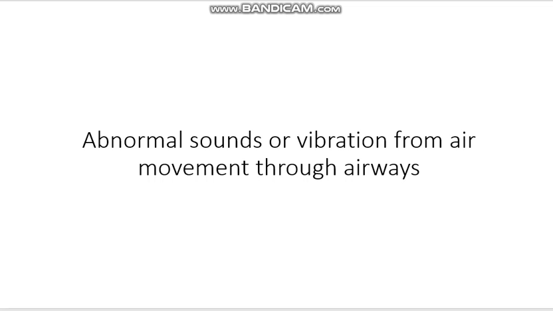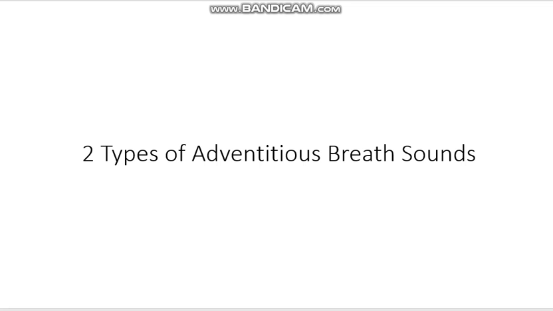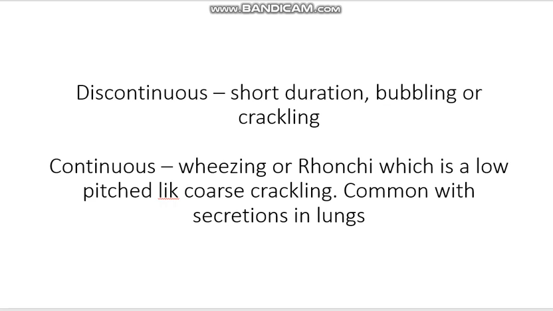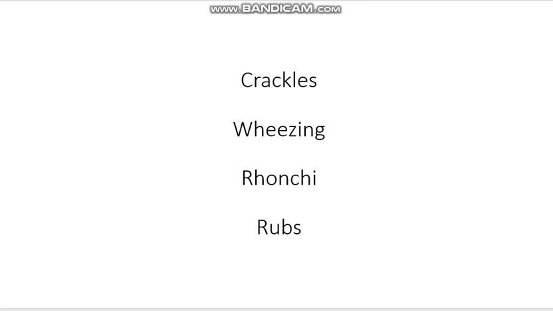Adventitious or abnormal breath sounds are abnormal sounds or vibration from air movement through airways. 2 types of adventitious breath sounds are: discontinuous, which have a short duration with a bubbling or crackling; and continuous, which has a wheezing or rhonchi, which is a low-pitched coarse crackling, common with secretions in lungs. 4 classifications of abnormal breath sounds are: crackles, wheezing, rhonchi, and rubs.